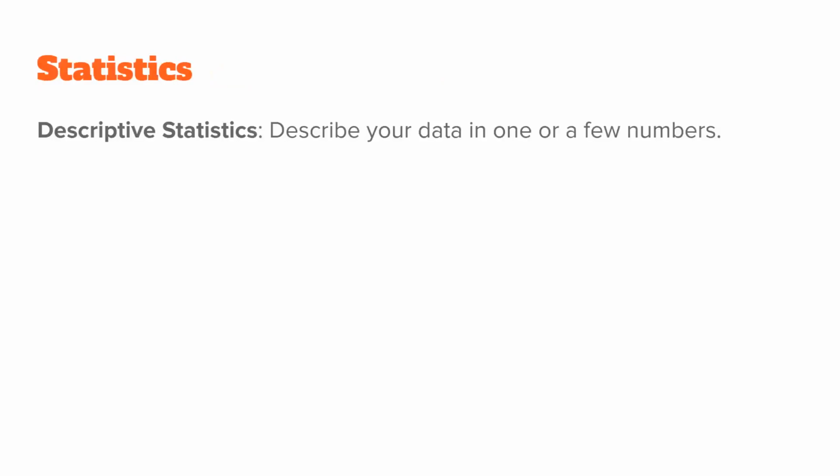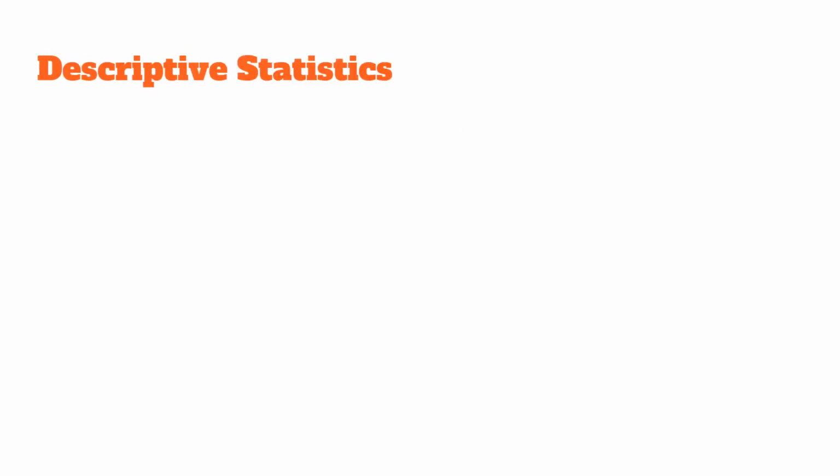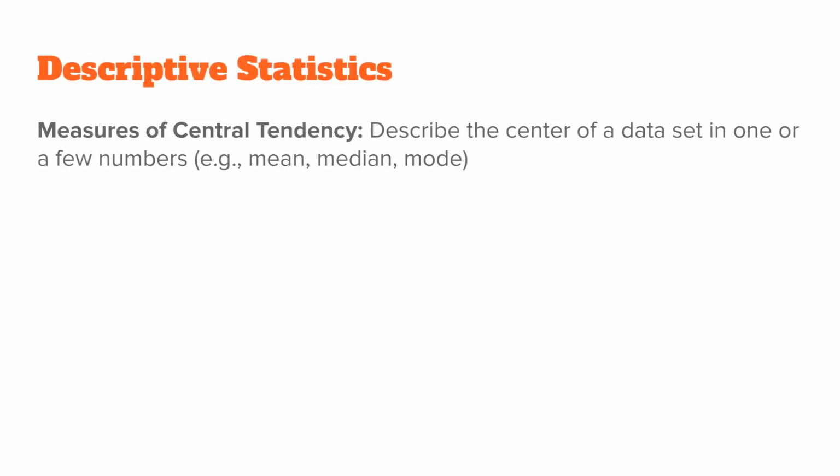So statistics, a little bit of review in that, because this is what our materials for this week does. Statistics can be broken down into two major branches. We have descriptive statistics and inferential statistics. We have descriptive statistics when we describe our data in one or a few numbers, and there's several different ways that we can do that. And then inferential statistics is when we use a sample to make guesses about what's going on in an overall population.